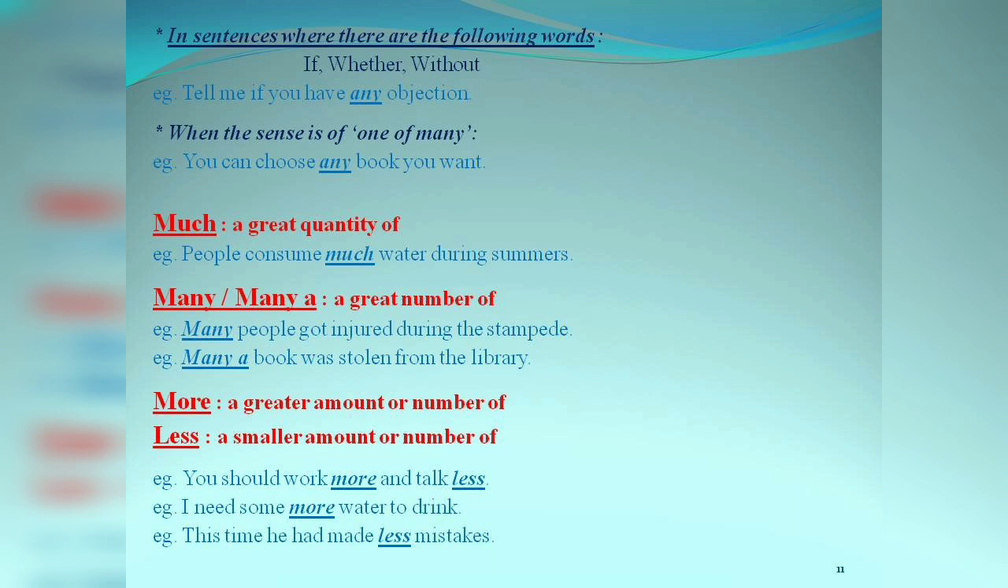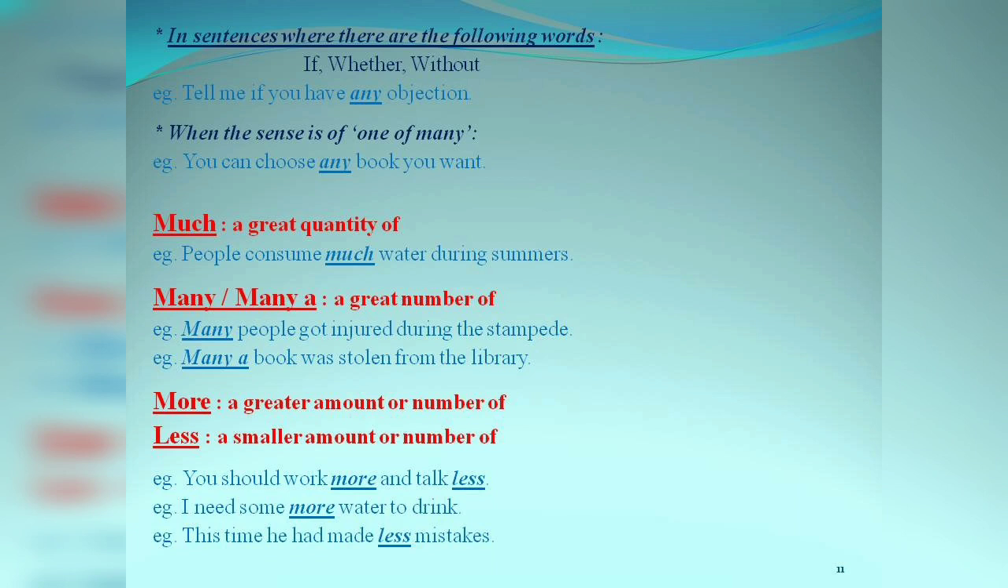Next rule, when the sense is of one out of many, we use any. You can choose any book you want. There are a number of options in front of the person being addressed, and he can choose any book of his choice. So when the sense is one out of many, we should use any.